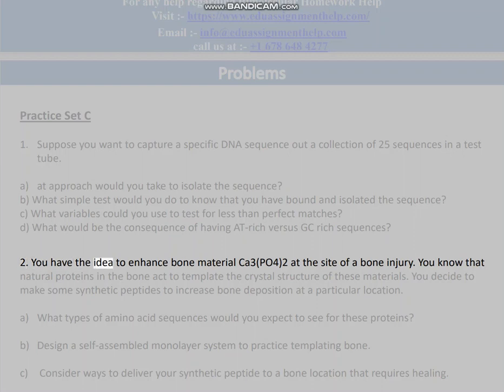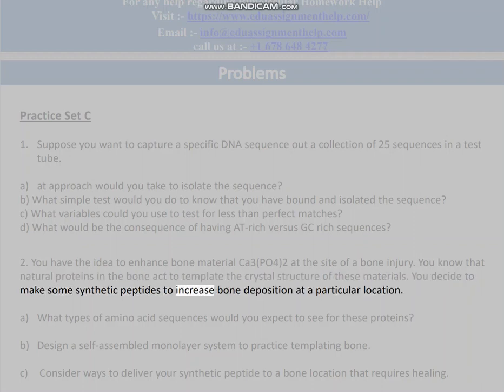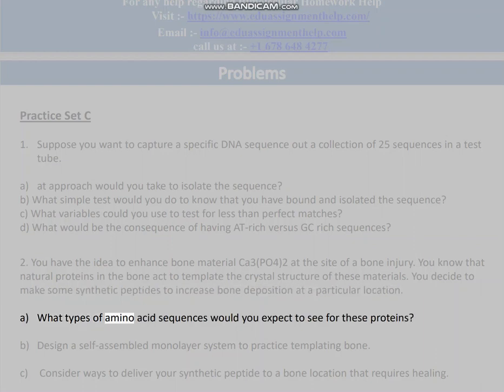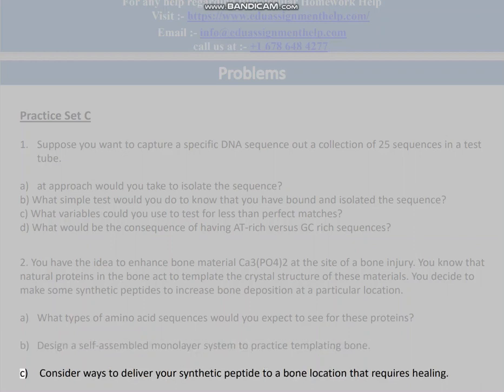2. You have the idea to enhance bone material, Ca3(PO4)2, at the site of a bone injury. You know that natural proteins in the bone act to template the crystal structure of these materials. You decide to make some synthetic peptides to increase bone deposition at a particular location. A. What types of amino acid sequences would you expect to see for these proteins? B. Design a self-assembled monolayer system to practice templating bone. C. Consider ways to deliver your synthetic peptide to a bone location that requires healing.